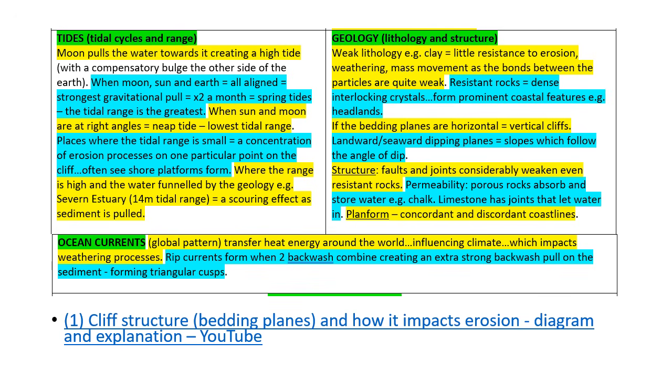A rip current is where you've got two backwashes combining to create an extra strong backwash, which then pulls the sediment back and creates that triangular shape of sand that we call a cusp.